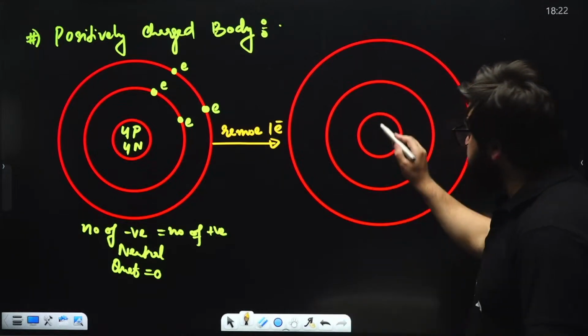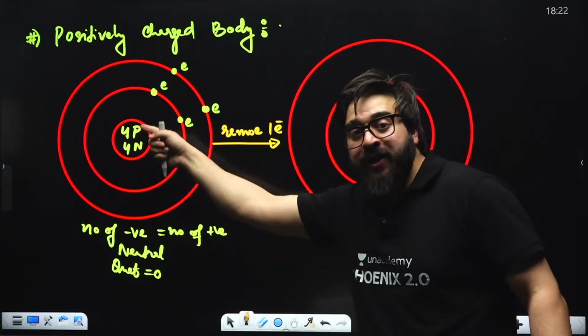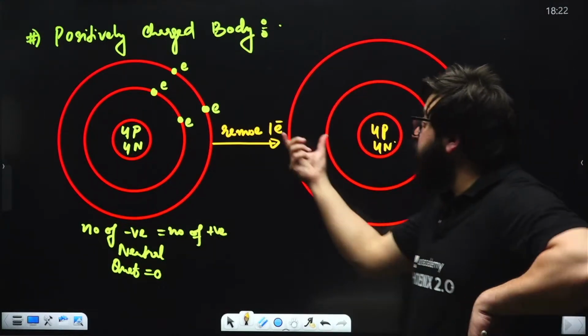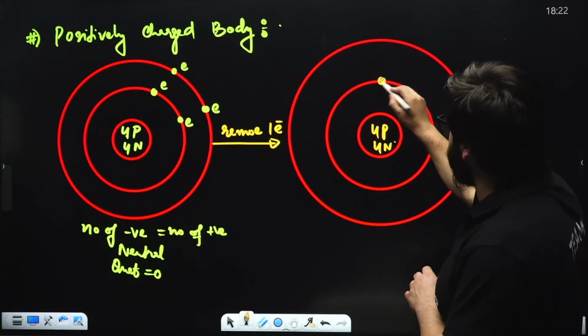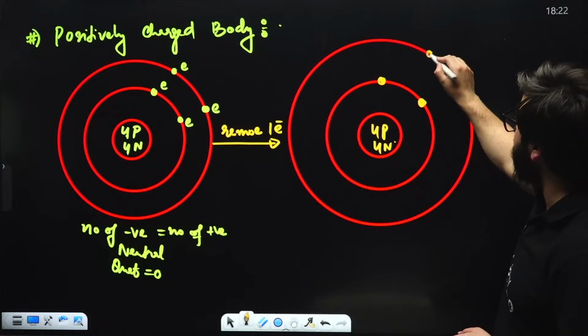Now, my dear friends, inside the nucleus, how many protons are there? We say, sir, 4 protons. How many neutrons are there? We say, sir, 4 neutrons. Now, if you are removing one electron, how many electrons will remain? Sir, in the first orbit, you have got 2, and in the second orbit, you have got only 1.